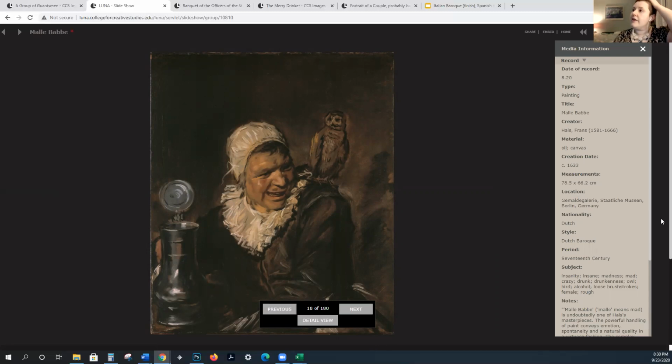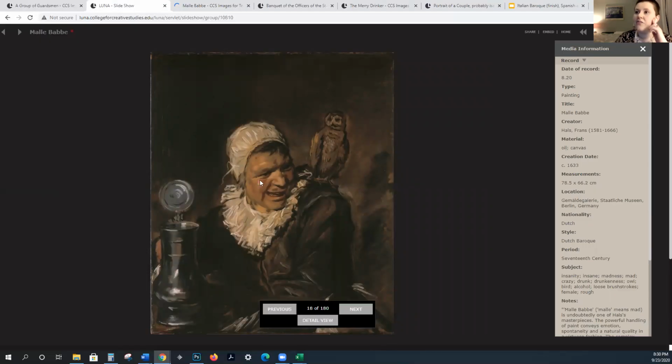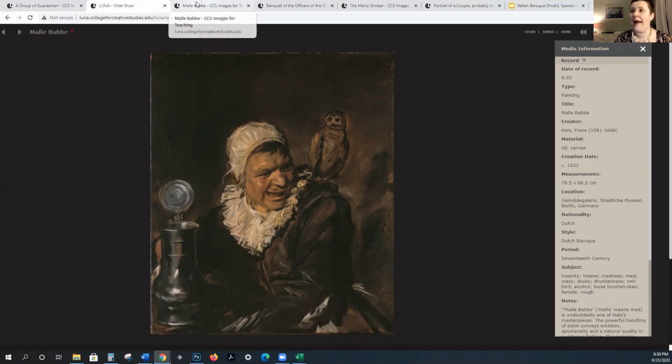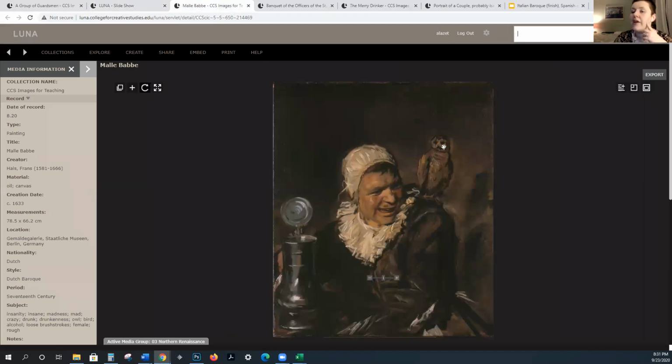So what we see here is called Malle Babbe. And this is a woman who is drinking, and you can see that here in the tankard that she has in her hand. And this is very loose. The brush strokes are almost crude. And you can see that she's kind of blushing, or flushed, I should say, and she seems rather boisterous. Her mouth is open in a loud laugh, and she's associated with an owl.